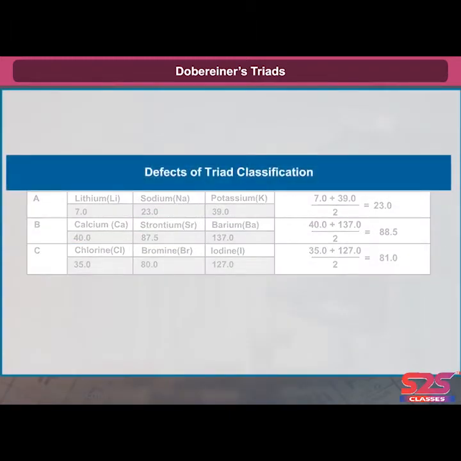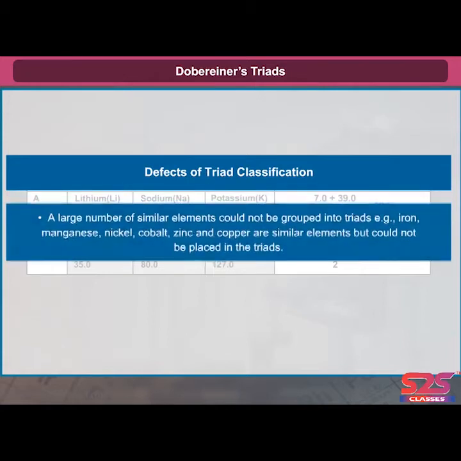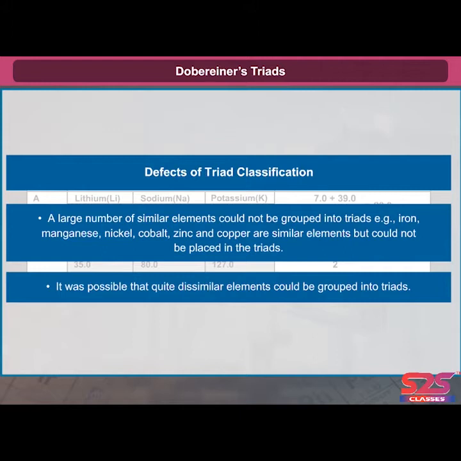Döbereiner's classification of elements was not very successful because of certain defects in it. A large number of similar elements could not be grouped into triads. For example, iron, manganese, nickel, cobalt, zinc and copper are similar elements but could not be placed in triads. It was also possible that quite dissimilar elements could be grouped into triads.